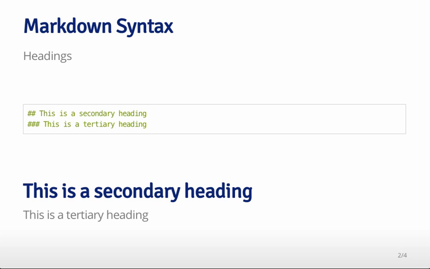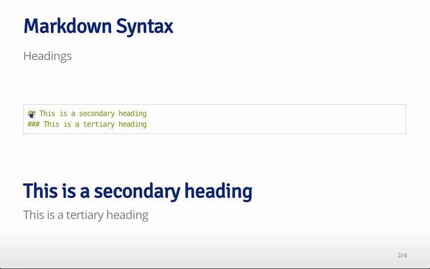So the first thing that you want to be able to do is, it's just a text file that you're editing, and the extension for the text file is .md. So you're going to create a file that's, for example, readme.md, and that's a Markdown file. The first thing that you're going to do is create headings.